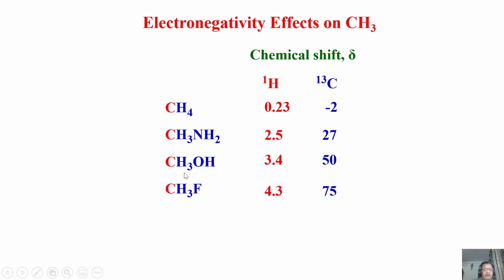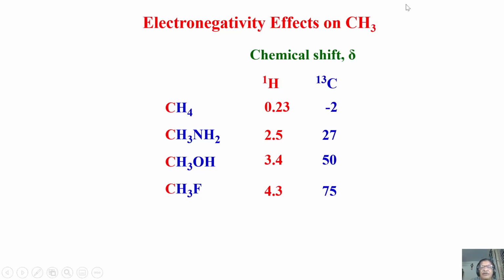Similarly, if I go to CH3OH, the proton attached to carbon comes at 3.4 ppm, whereas the carbon comes at 50 ppm. This carbon is highlighted, all colored in red. Now CH3F, these three protons come to 4.3, whereas carbon-13 comes to 75. Exactly, the trend is the same. If the proton is coming to the downfield, the carbon attached to the same proton also follows a similar trend. That's what I wanted to show you.